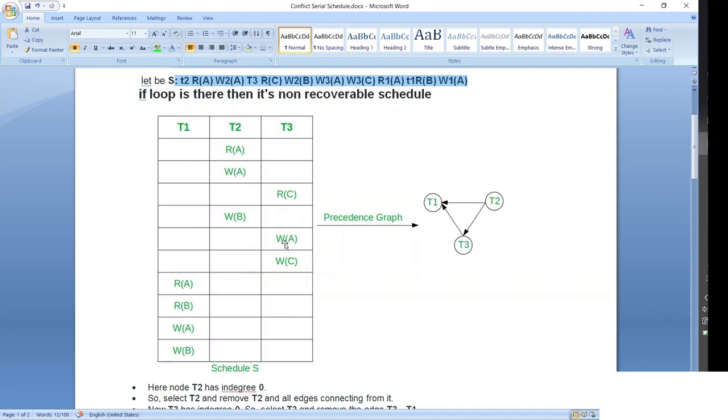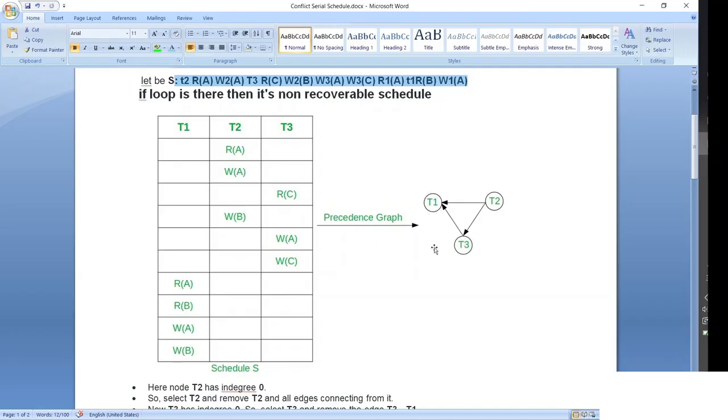T3 is doing a write operation on A. Is anyone else doing an operation? No. A operation on write? Yes, I found here. So T3 is doing a write, and then that write is written by T1. So T3 to T1, T3 to T1 you will draw. So like this you will draw a graph.